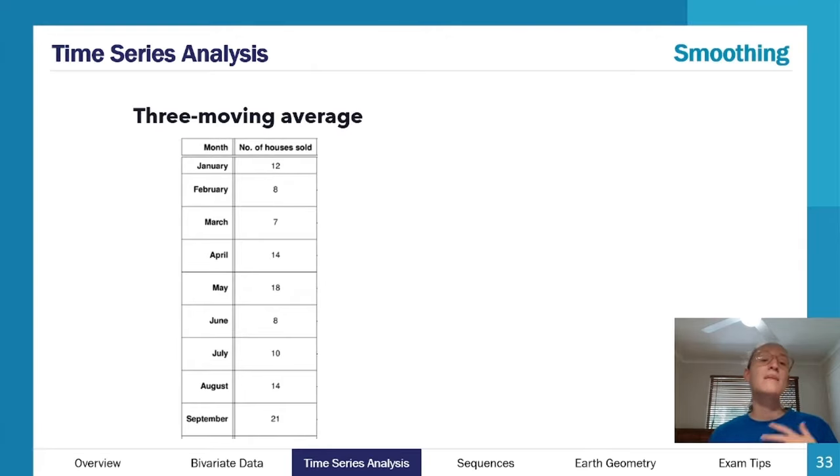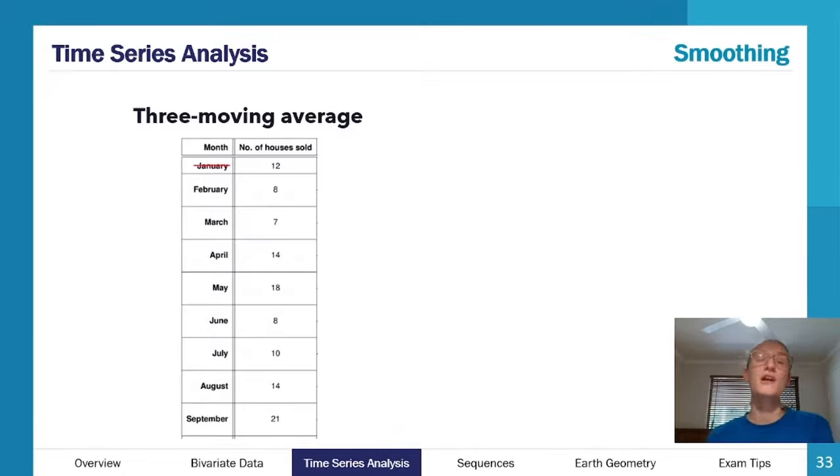I can see that because our explanatory variable is time, and then our response variable in this specific scenario is the number of houses sold. So in January, 12 were sold, February 8, March 7, but potentially maybe they've graphed this data and gone, oh, I think there might be some irregular fluctuations in here. So what we're going to do is use smoothing, in this case the 3 moving average or the 3 moving mean, to try and overcome this.